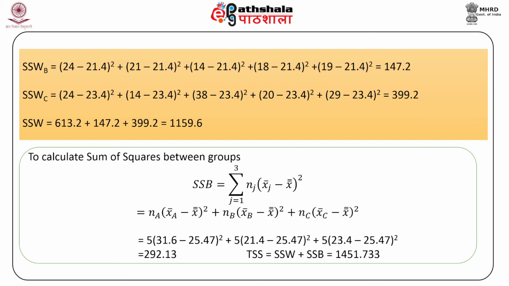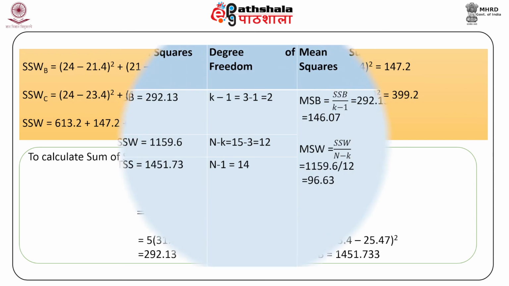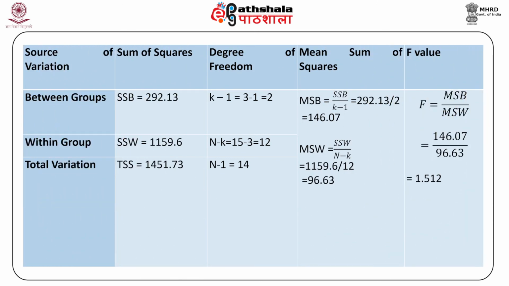Therefore, TSS is equal to SSW plus SSB and comes out to be equal to 1451.733. Let us now write down our ANOVA table. We have the between group variation, SSB, equal to 292.13. We have within group variation SSW equal to 1159.6, and we have total variation in the last row, where TSS is equal to 1451.73.